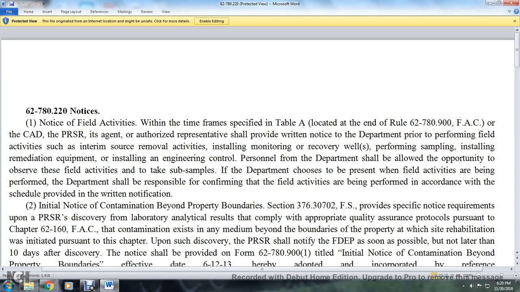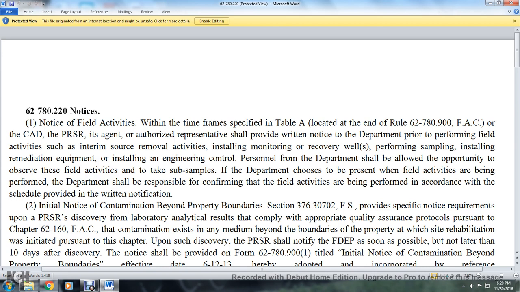The department shall be responsible to perform the field activities in accordance with the schedule provided with the written notification. Initial notice of contamination beyond the property boundary, section 376.30702, provides specific notice requirements upon the person responsible for site rehabilitation's discovery. Laboratory and analytical results must comply with the appropriate quality assurance protocols pursuant to Chapter 62-160 of the Florida Administrative Code.